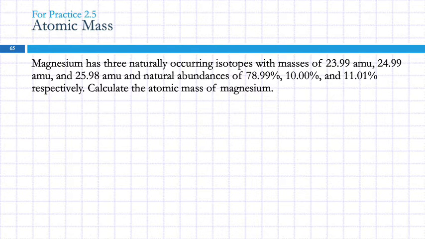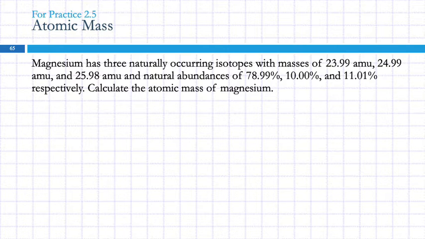So let's do an example with magnesium. Magnesium has 3 naturally occurring isotopes with masses of 23.99 AMU, 24.99 AMU, and 25.98 AMU. The natural abundances are 78.99%, 10%, and 11.01%, respectively. And what that means is that these percentages are in the same order as the masses, and so the first percentage goes with the first mass. And then we're supposed to calculate the atomic mass of magnesium.